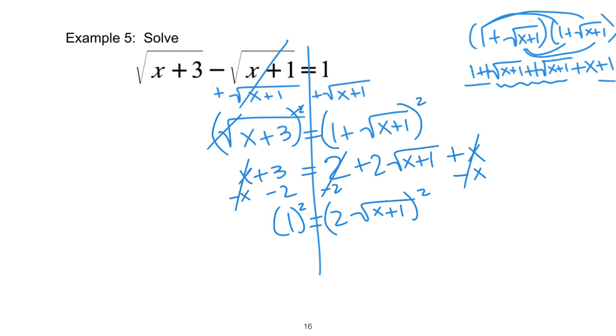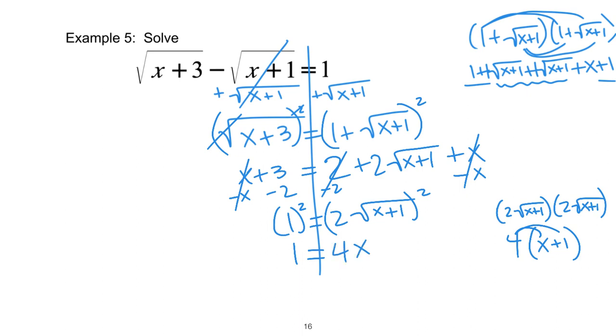So 1 squared on the left would just be 1. And let's write this one out to the side. 2 square root of x plus 1 times another 2 square root of x plus 1. 2 times 2 is 4. And square root of x plus 1 times the square root of x plus 1 would just be x plus 1. It kind of comes out of its little square root. Oh, that's really nice. We don't even have x squared, so let's distribute that. 4x plus 4. Oh my gosh, this is great.